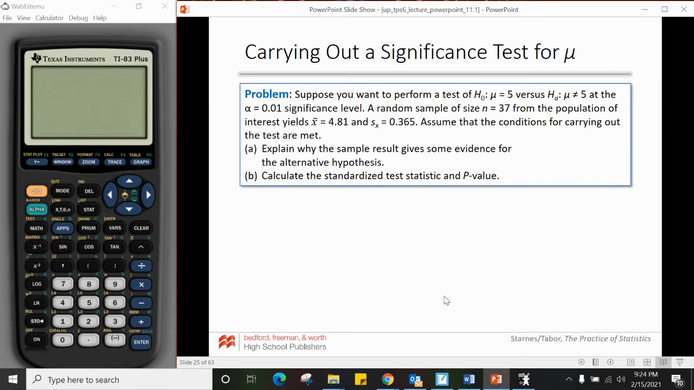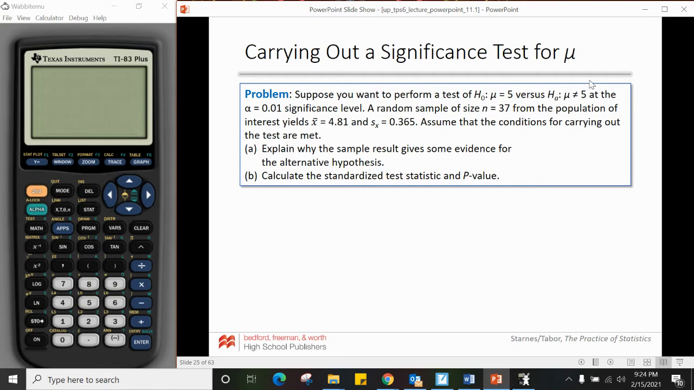So let's look at this problem. Suppose we want to perform a test with H naught, our null hypothesis, mu is equal to 5 versus our HA, mu is not equal to 5, at the significance level of 0.01. A random sample of size n equals 37 from the population of interest yields x bar is 4.81 and s sub x is 0.365. Assume the conditions for carrying out the test are met. Explain why the sample gives some evidence for the alternative hypothesis.